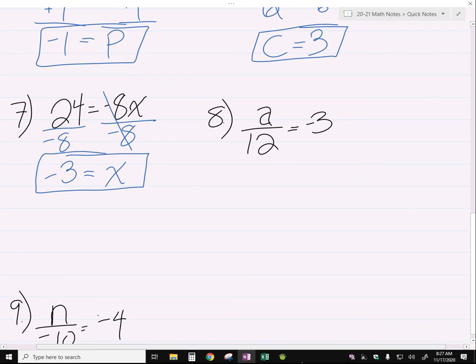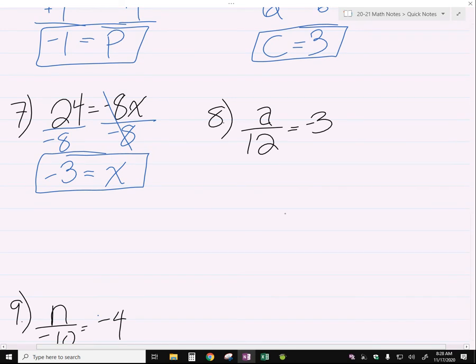Now with this one here, we have a divided by 12 equals negative 3. So from what I just told you, when we're done with this one, is A going to be positive or negative? What's it going to be? It's going to be negative, exactly, because it's a positive 12. But our quotient, the answer to a division problem, is negative 3. So in order to undo being divided by 12, I need to multiply by 12. And I'm going to rewrite this so it doesn't get too jumbled up.